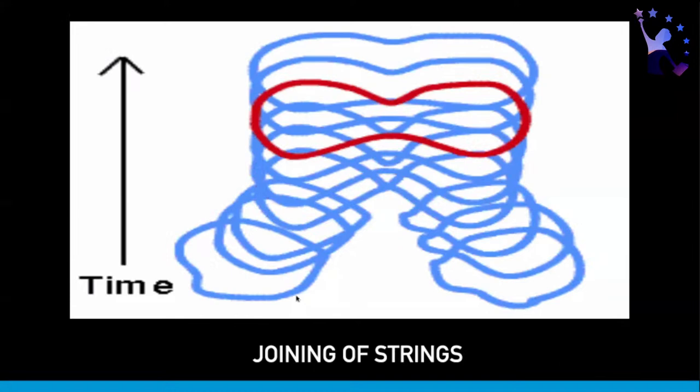And the strings interact by combining and joining in this form. So two strings come and they join, and these interactions describe all the forces in nature, including gravity, electromagnetic forces, and all the forces by these simple diagrams. And these diagrams are called the pairs of pants diagram because they look like a pair of pants. So some simple picture like this can actually come to illustrate amazing fundamental forces in nature.